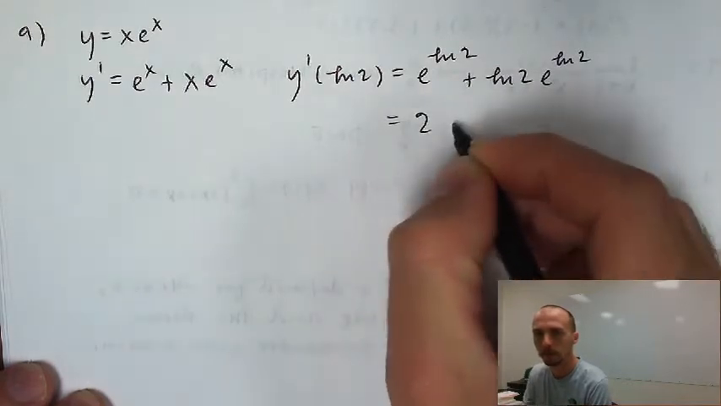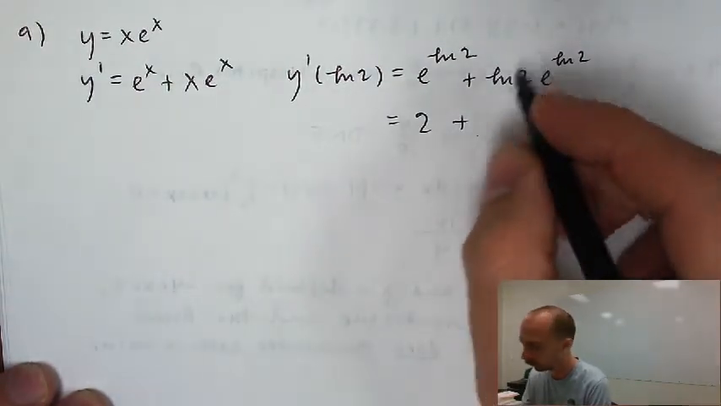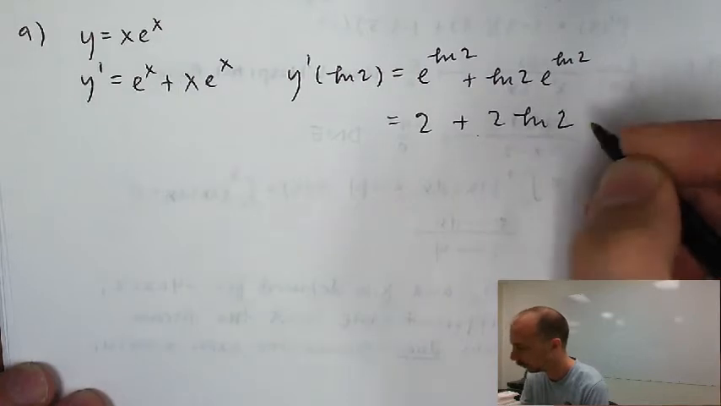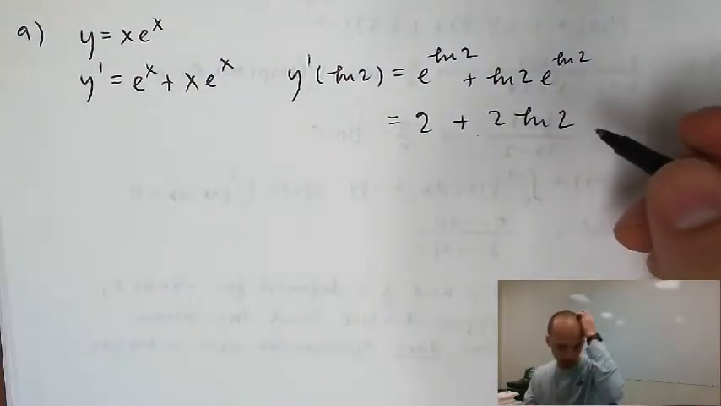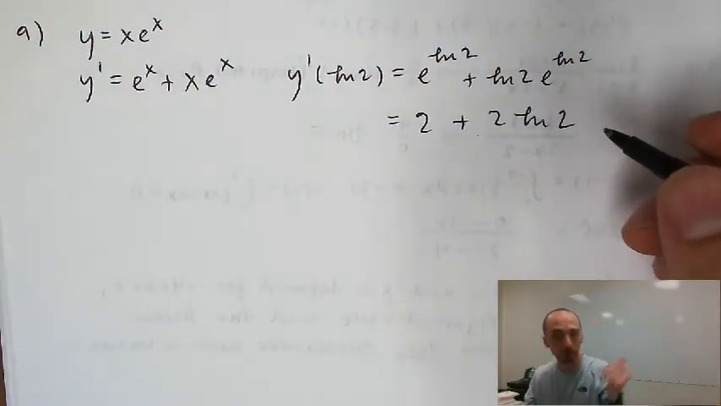All right, so that's 2 plus log of 2 times 2, which is 2 more log 2's. And that's answer choice B.